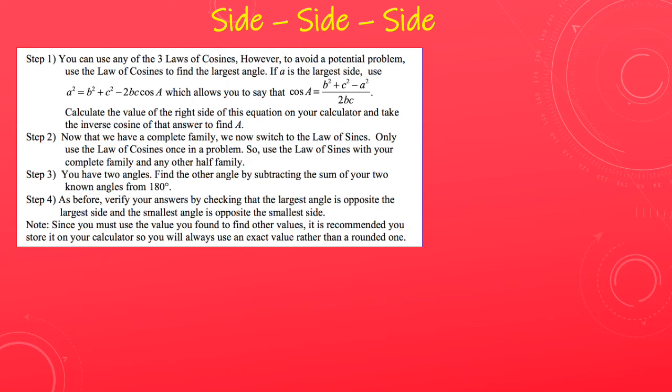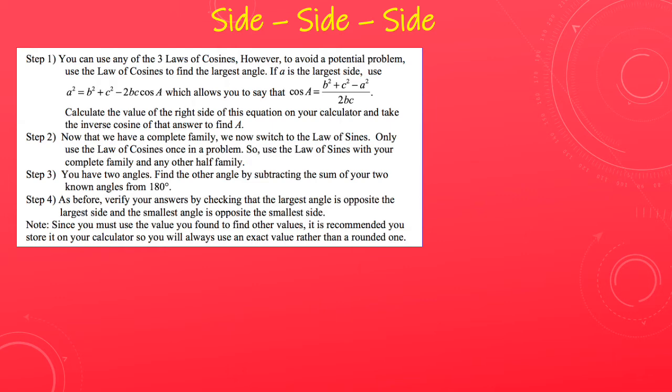We now have a complete family, so we switch to the law of sines. Only use the law of cosines once in a problem. So use the law of sines with your complete family and any other half family. If you have used the law of cosines to find the largest angle, the issue that cropped up before will not crop up, and you can use either side that is given.